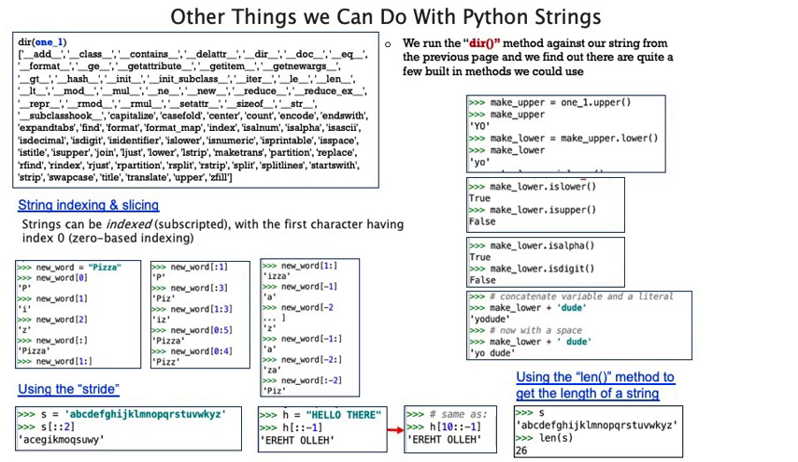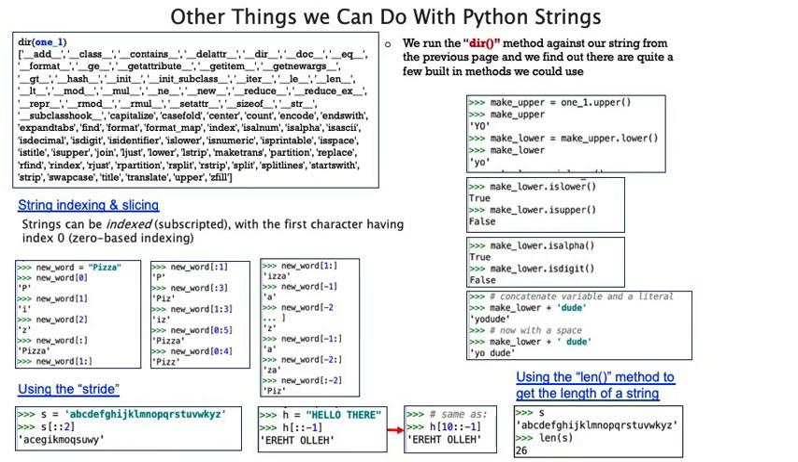We can also use the len method to get the length of a string. So here I've printed out the alphabet, S equals A through Z. And if I do len and feed it my variable S, you see it has 26 as an output, just like we would expect.